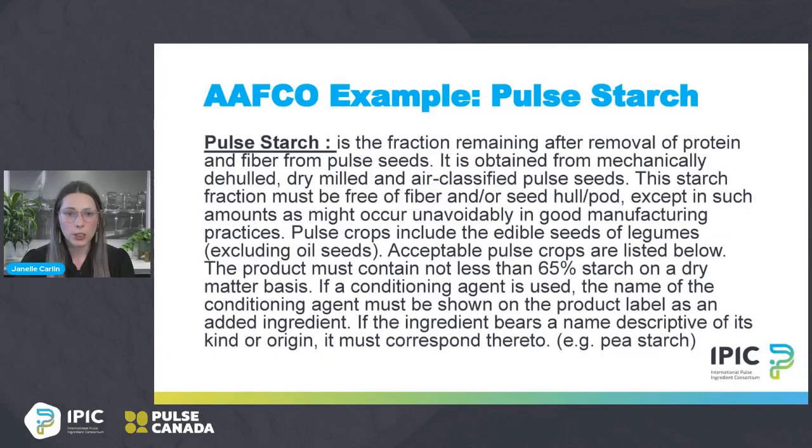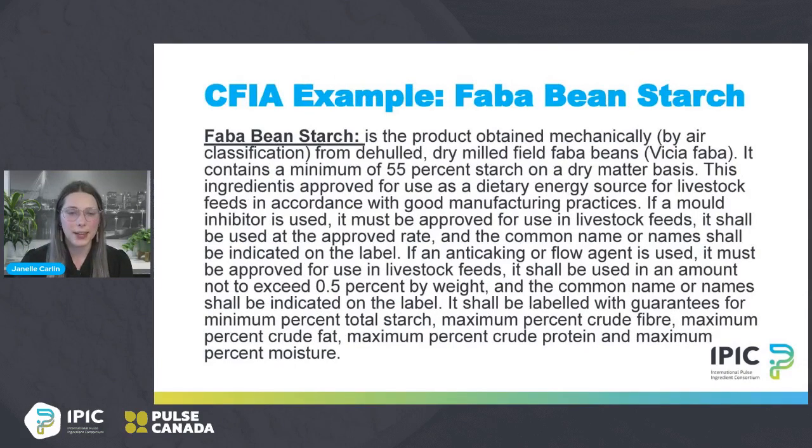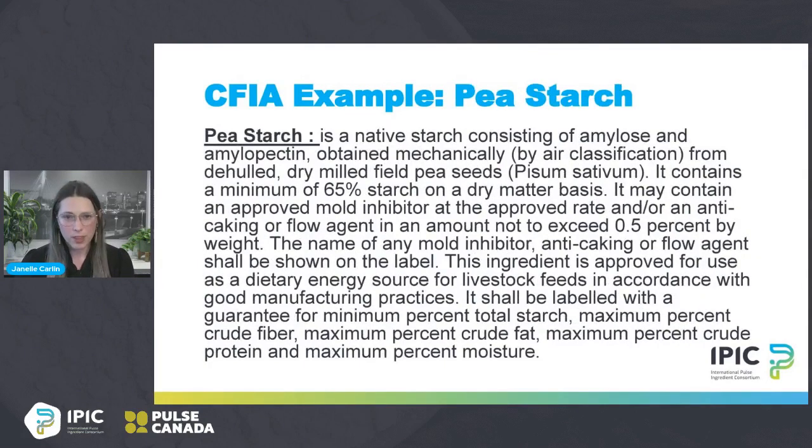So moving on to starch ingredients here, here we looked at the AFCO definition for pulse starch, which is the fraction that remains after removing protein and fiber from the pulse seeds. And here it's specifying specifically that air classified material where there is a 65% minimum of starch on a dry matter basis. Looking at the CFIA example, here we have one for fava bean. Again, it's that dry milled and air classified ingredient with a 55% starch minimum. And then pea as well, where again, that dry milled air classified product and a minimum of 65% starch.